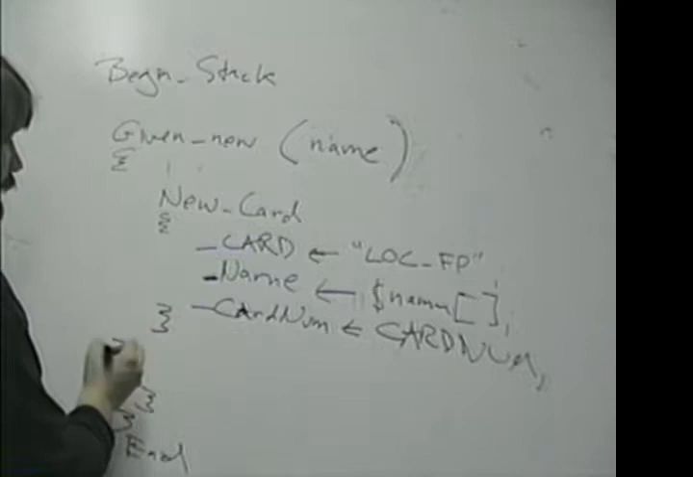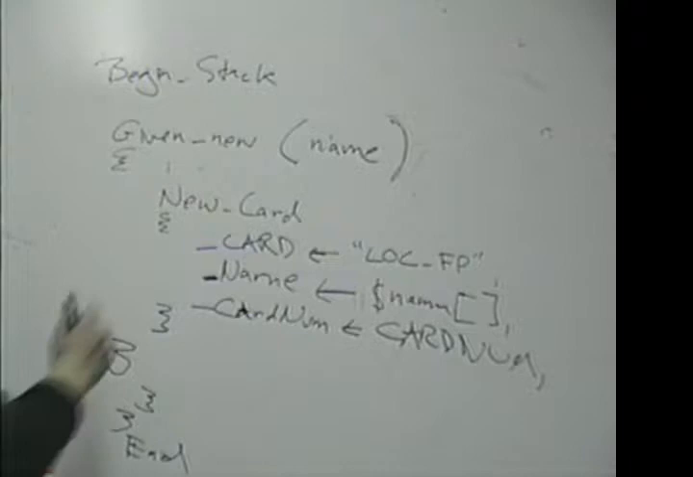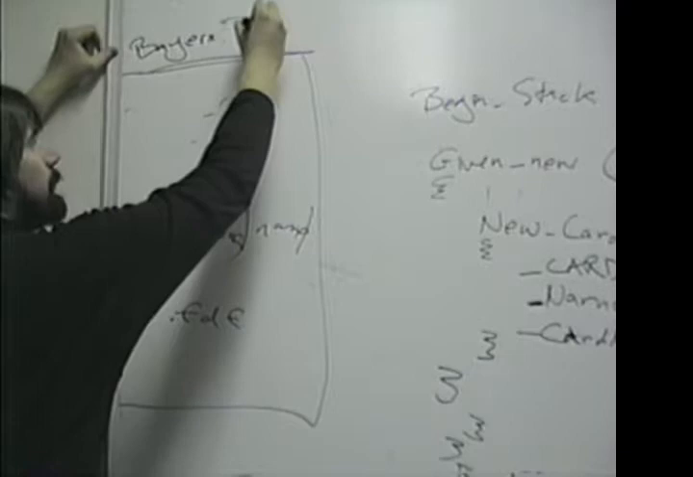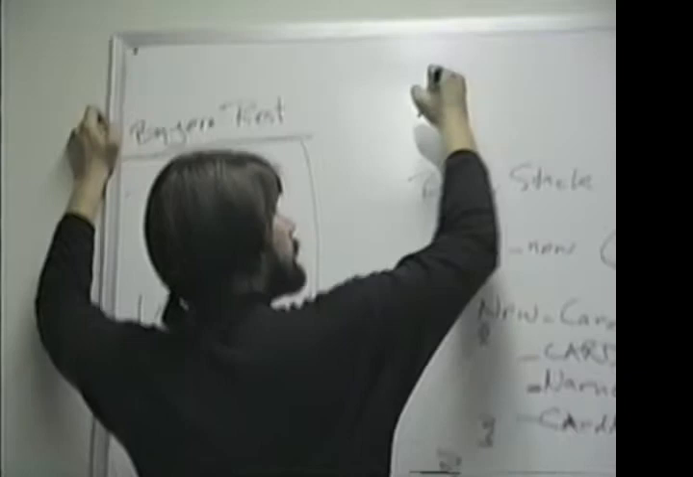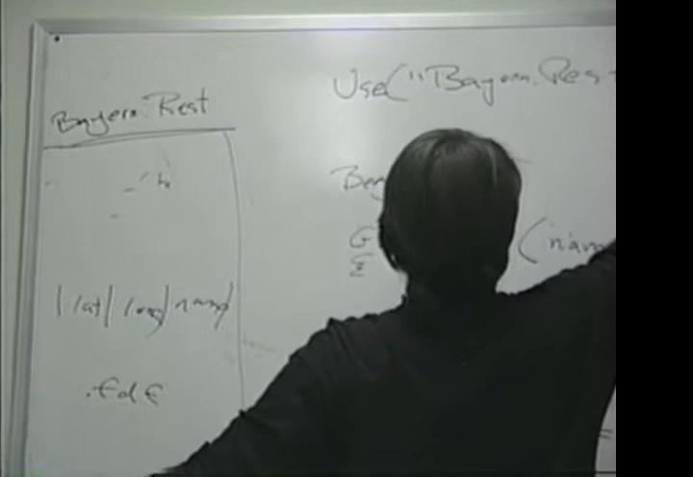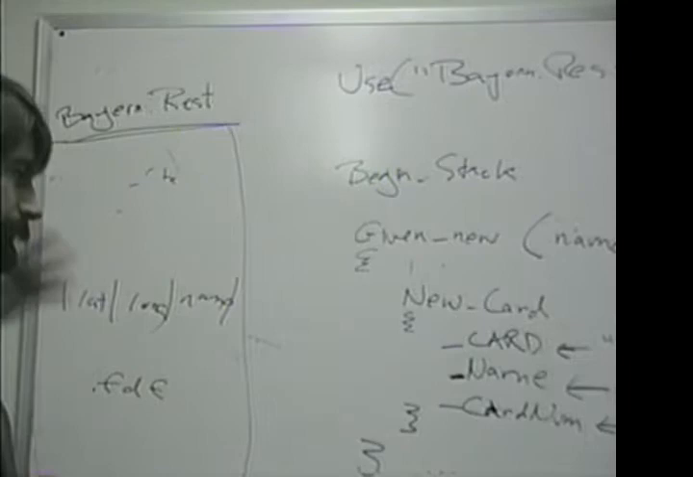This data has to be sorted, and the way we can do that, actually we'll refer to this data. This is a file name. We'll call it Bayern restaurants. Okay. And we say before this, we say use quote Bayern dot restaurant. So we're saying this file that has all the restaurants in Bayern in it, use that. And then we want to sort it.